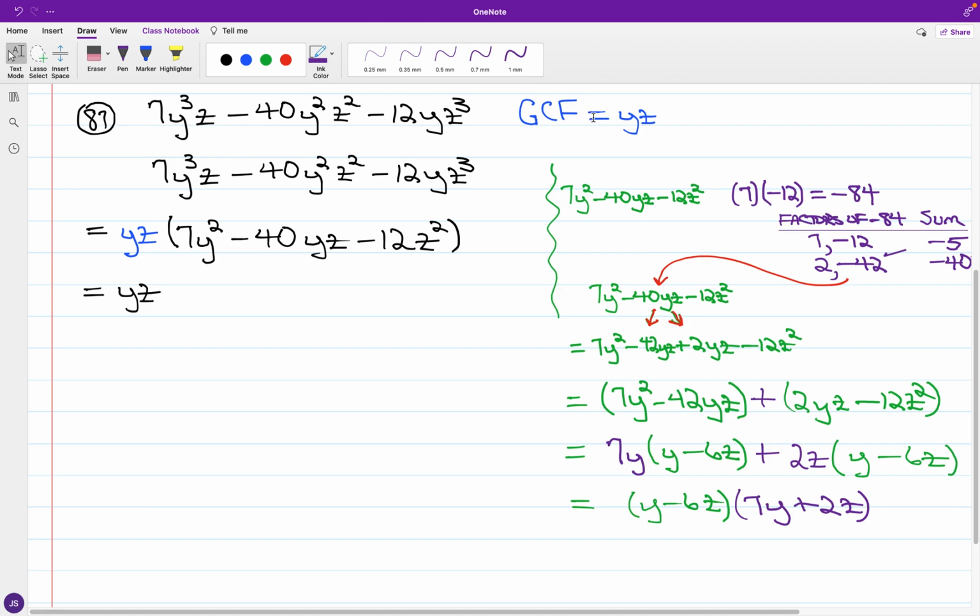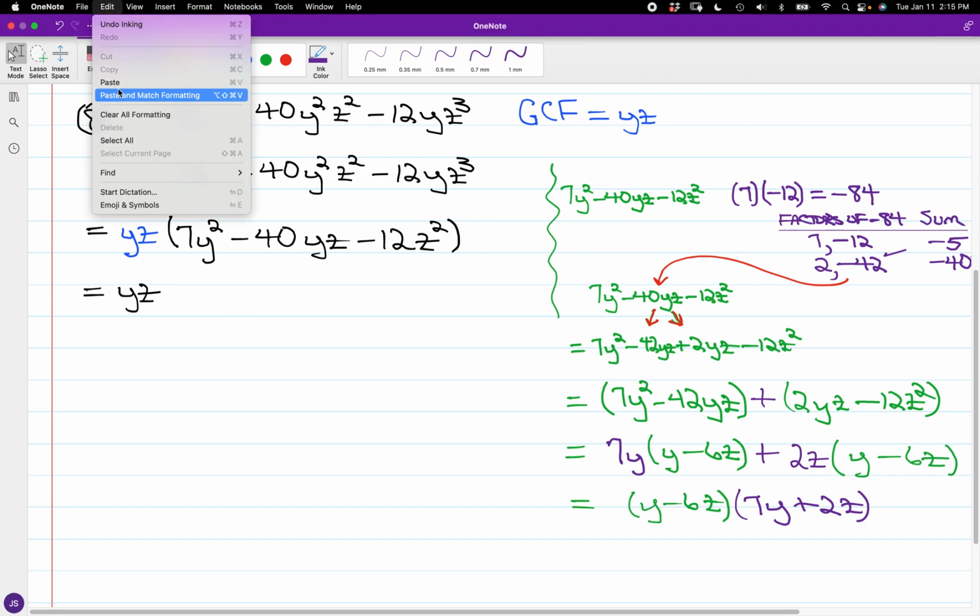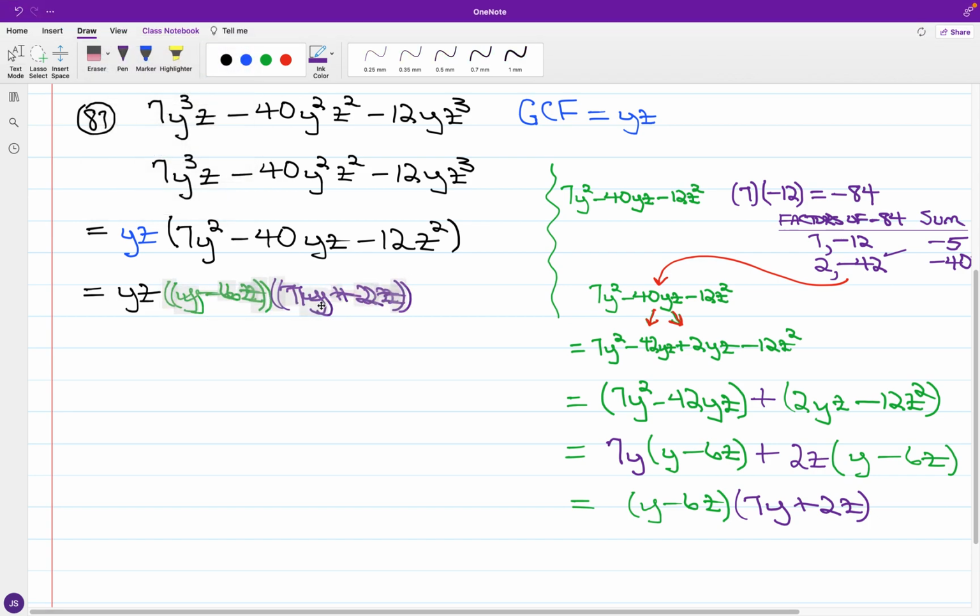Number 87. Okay, we had the greatest common factor yz, which we had factored out, and this trinomial. Again, we had to be factored out, and again the factors left over. We have again y minus 6z, and the quantity 7y plus 2z. And just putting it back, for the final answer for 87, you got yz times the quantity y minus 6z times the quantity 7y plus 2z.